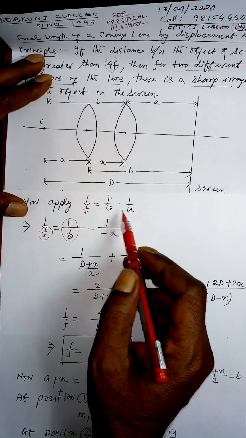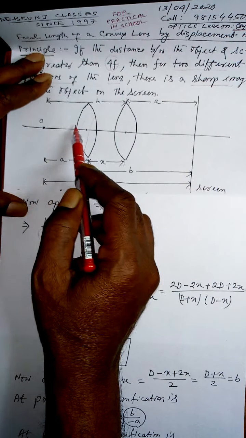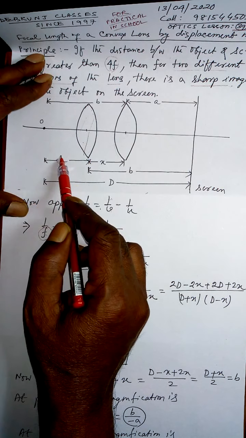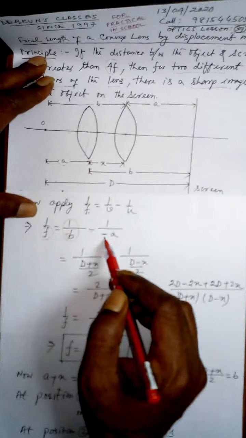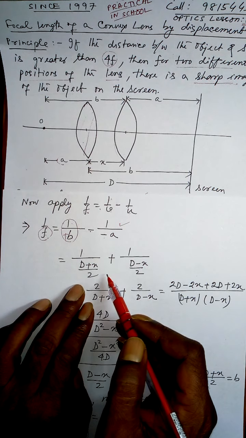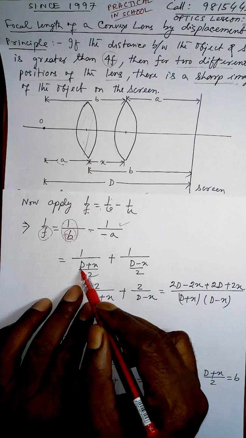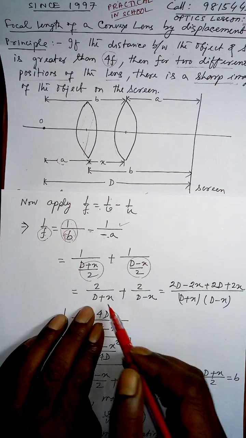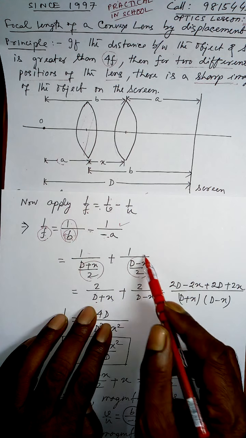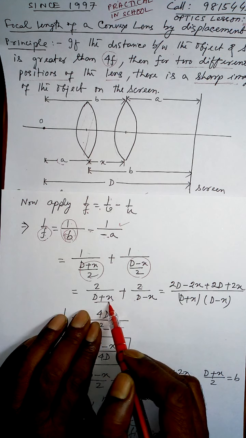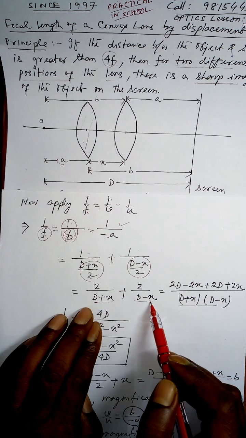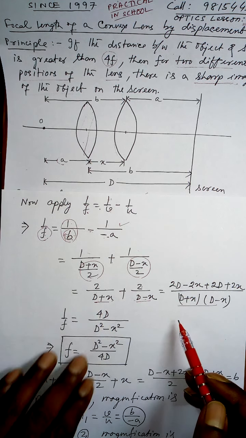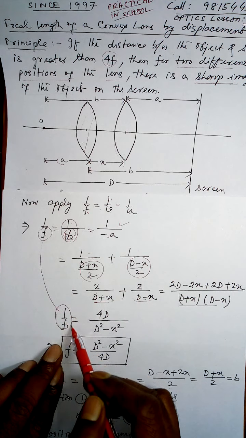Then the object distance: for the first position the object is here, light is going this way, so from here to here, opposite to the direction of light, is the object distance a, and since it is opposite, it is negative a. So now put the value of b, and this becomes positive here, and the value of a. Now 2 comes over, so 2 over (D plus x), and 2 over (D minus x). LCM, this into this, so this becomes 2D minus 2x plus 2D plus 2x. So 1 over f is the same as this.